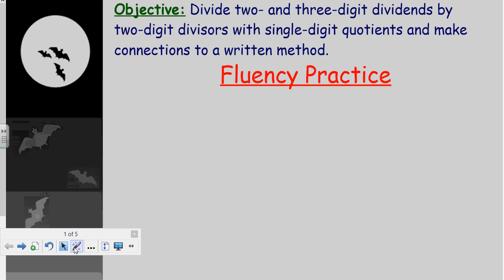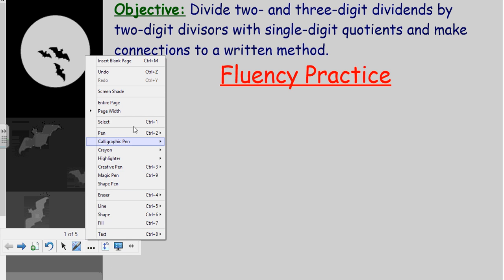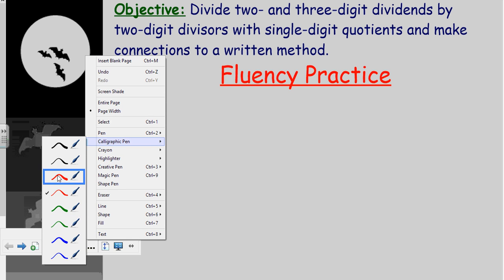All right. Let's take a look at our objective today. It says divide 2 and 3-digit dividends by 2-digit divisors with single-digit quotients. Oh my goodness, you know, we've done this. This is exactly the same objective we've had. This particular video is, again, simple review.